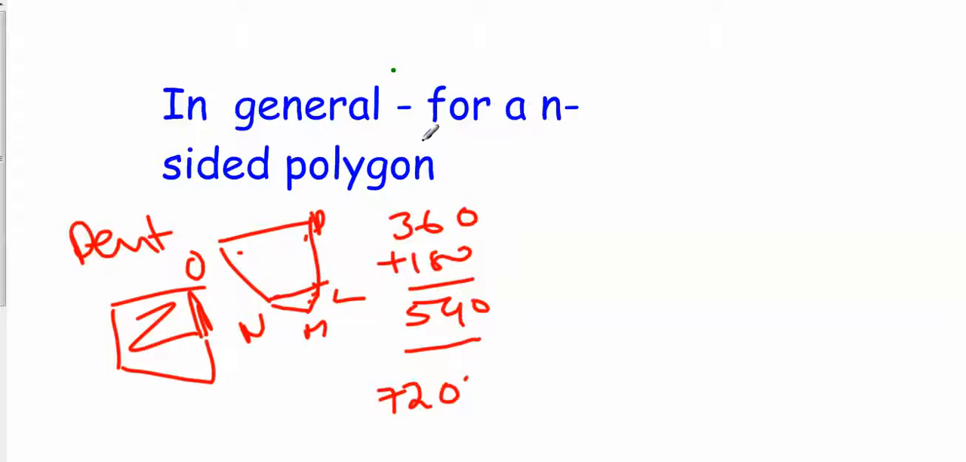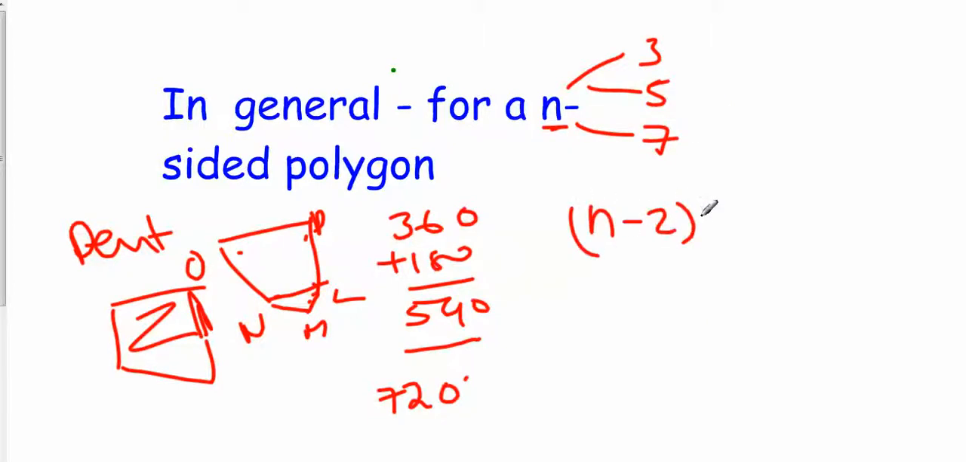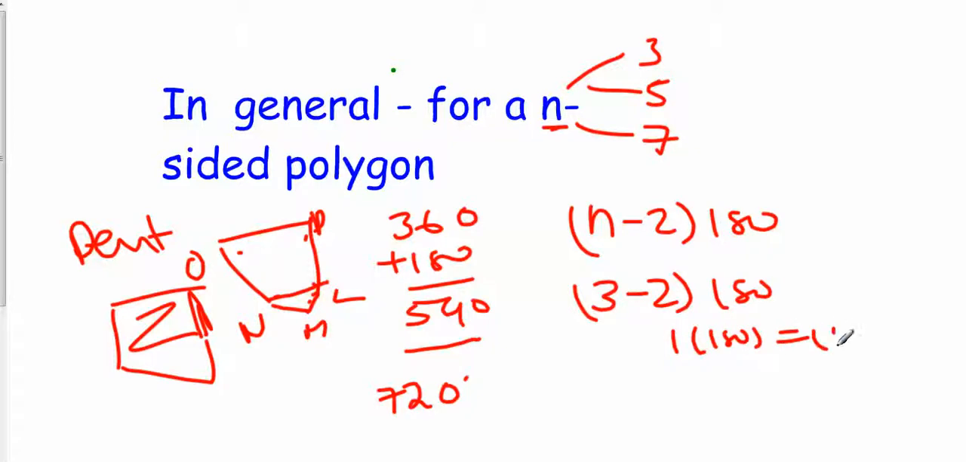So in general, for an n-sided polygon, meaning a polygon with n sides, n being whatever number, so for a 3-sided shape or a 5-sided shape or a 7-sided shape, what you're going to do is take your n, subtract 2 from it, and multiply by 180. So for a triangle, 3 sides, n is 3. 3 minus 2 times 180, does that work? 3 minus 2 is 1, times 180 is, in fact, 180. So the interior angles of a triangle add up to 180.